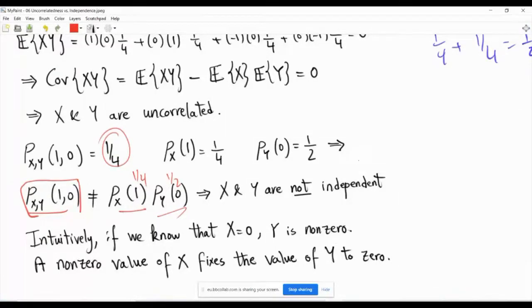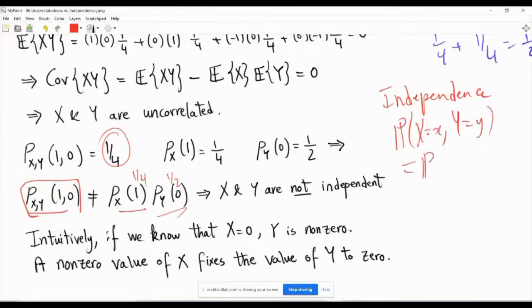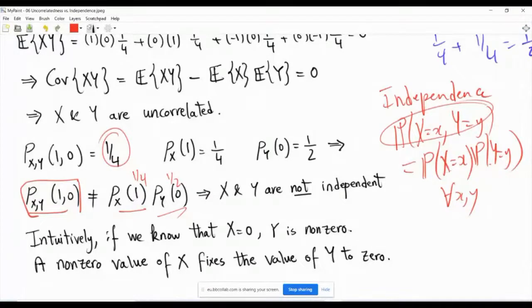So remember that to be independent, independence requires that the probability that big X is equal to small x and big Y is equal to small y is equal to the product of the probabilities, for every x and y. This is independence. So if you can come up with one counterexample, in which this probability is not equal to the product, then x and y are not independent. So they are uncorrelated because the covariance is equal to 0, but they are not independent. They are dependent.